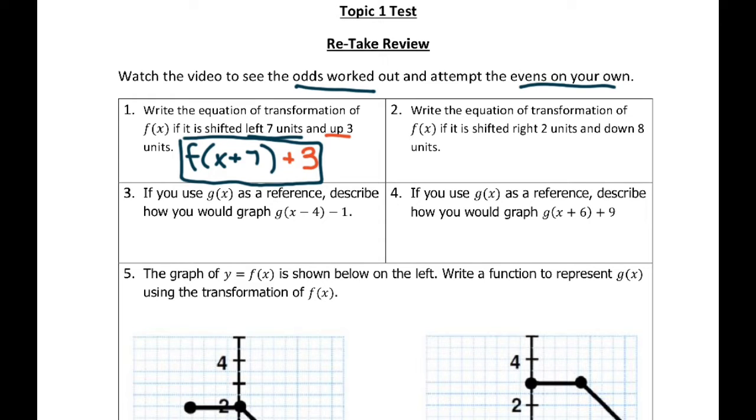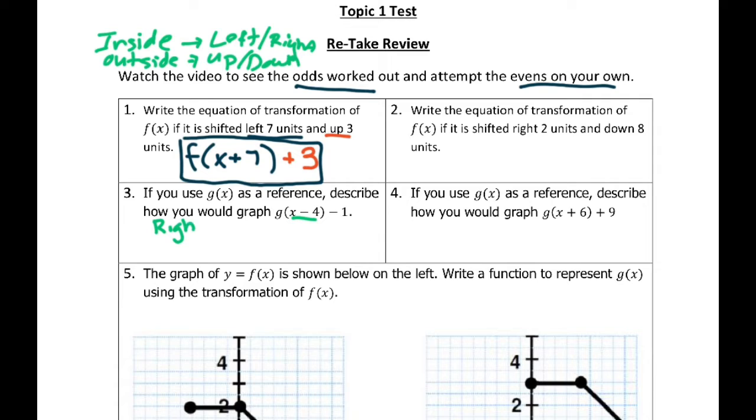Number 3, remember, inside moves our graph left and right. Outside moves our graph up and down. So the minus 4 on the inside, it's opposite on the inside, is going to move our graph right 4. And the minus 1 on the outside is going to move our graph down 1.